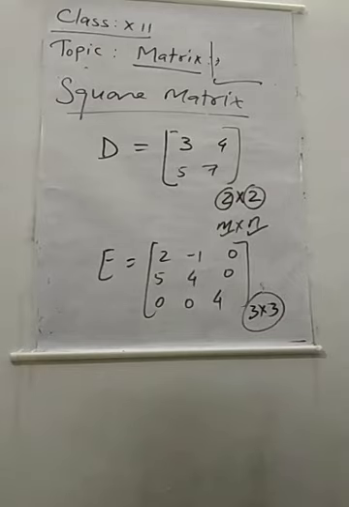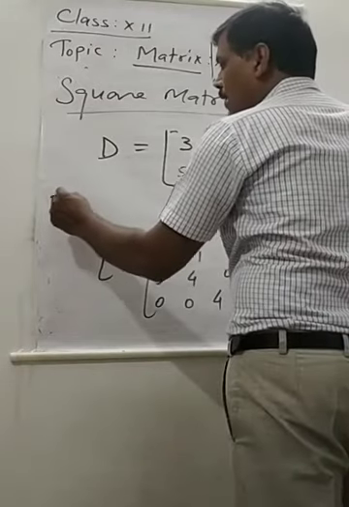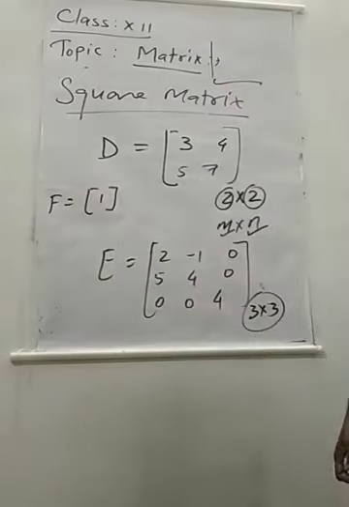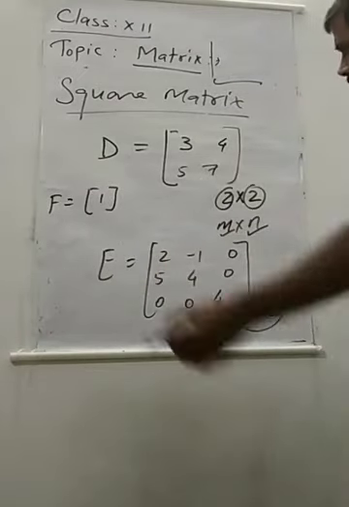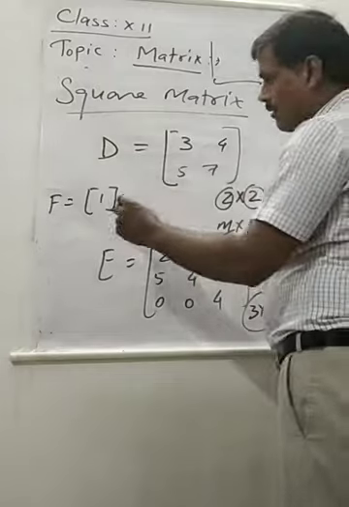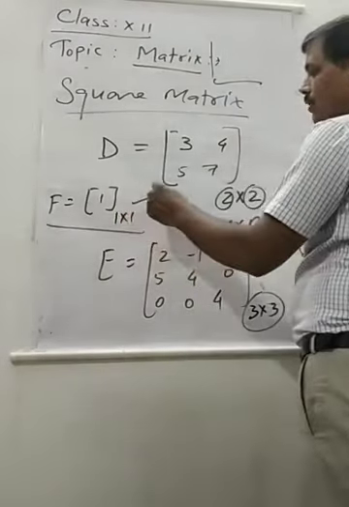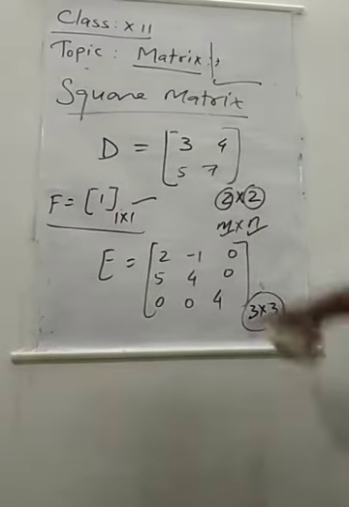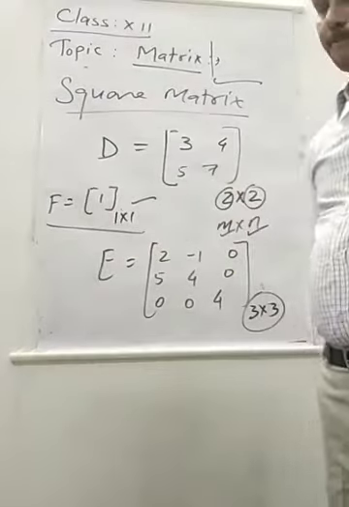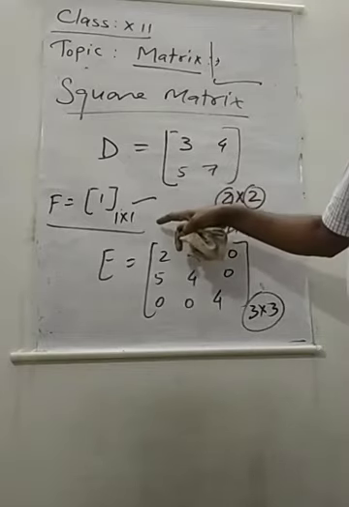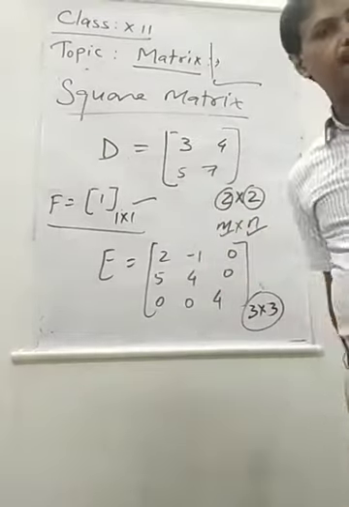square matrix. We can have a 1 by 1 square matrix also, meaning a single element. This is also a matrix, undoubtedly, and its order is 1 by 1. It has a single row and single column, so it will also be a square matrix only. Be very clear: a square matrix is that in which the number of rows and number of columns are the same.